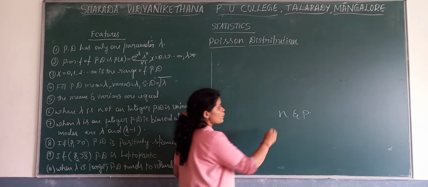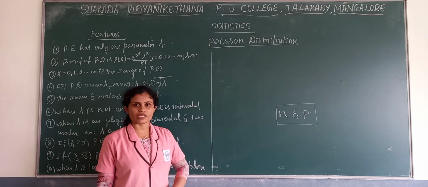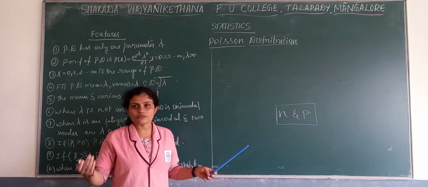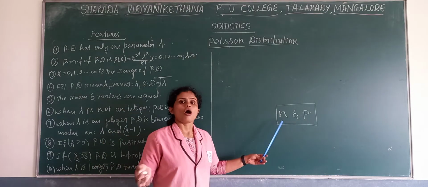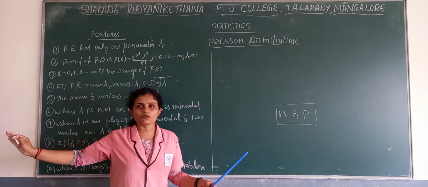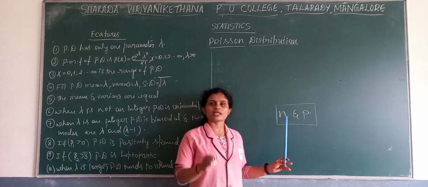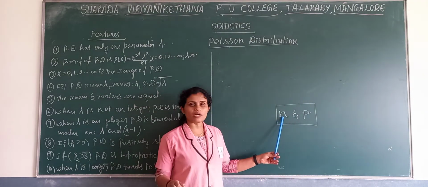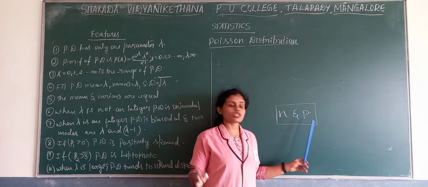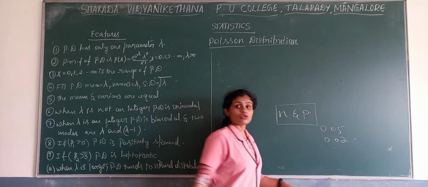But in case of Poisson distribution, there is a problem with binomial distribution. There the value of n is indefinite. We do not know the value of n. Or if we know the value of n, it is very large, for example 50 or 60. And in some other cases, the value of n is not definite, and the value of p is very small, for example 0.05 or 0.02.